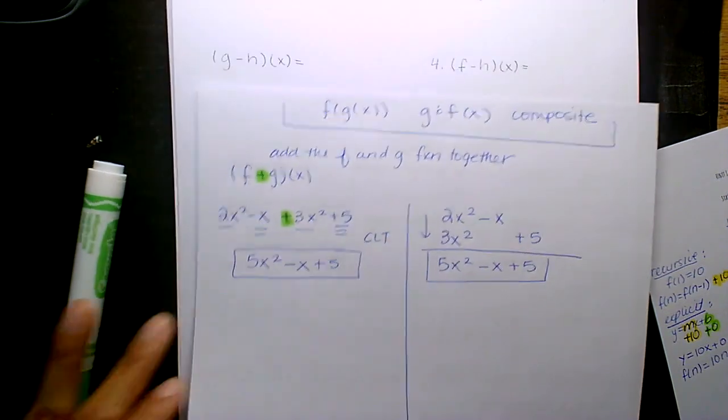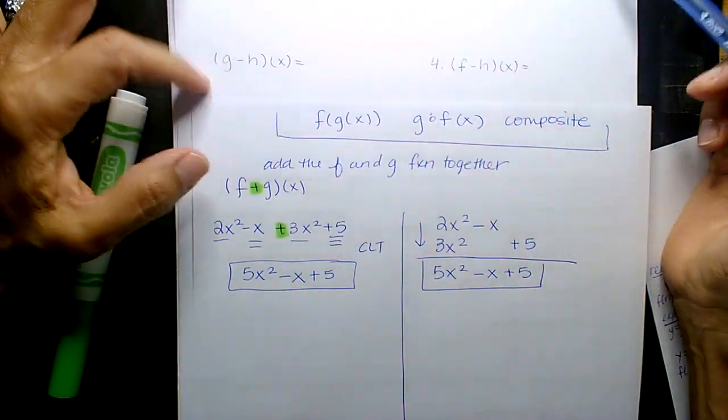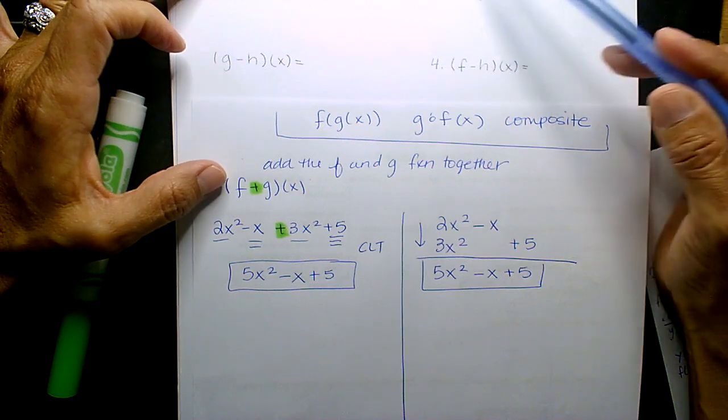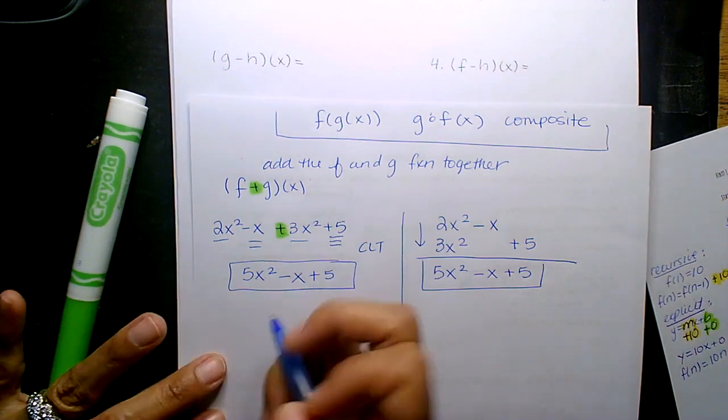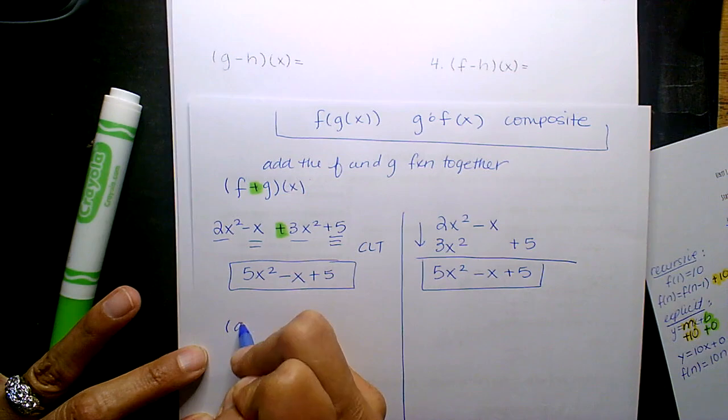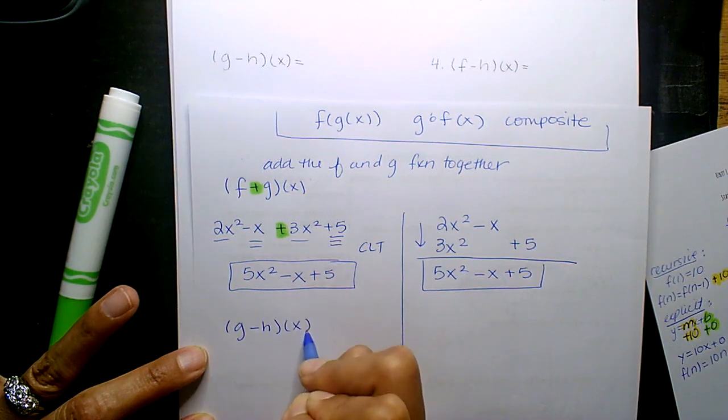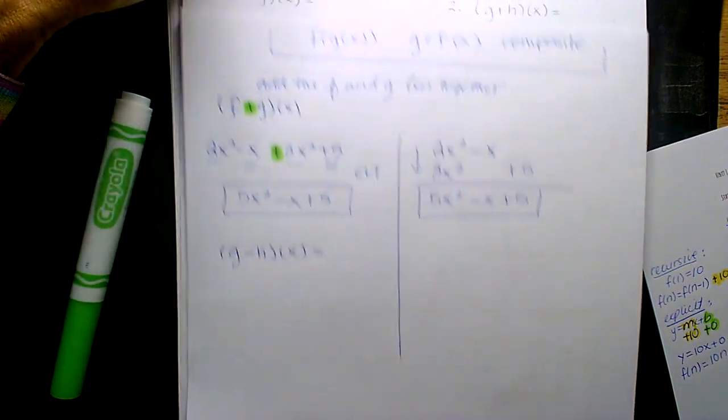So then the third one here, let's see which ones I haven't done. Oh, because this has a negative. Oh, they're both the same actually. They're equal. Okay, so let's do g minus h. So g minus h, not "of", don't do that. Let's go back to this.